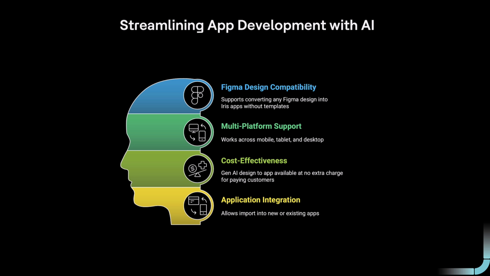So effectively this lets you bring in any Figma design into Iris app. You do not have to have started that Figma design with a particular template to begin with. It supports multiple platforms. You can do it for mobile, tablet, or desktop form factors. It is very cost effective and it is made available to all our paying customers at no extra charge. And it can be used for bringing in a new design into an existing app or to create new apps altogether. So how does this work?